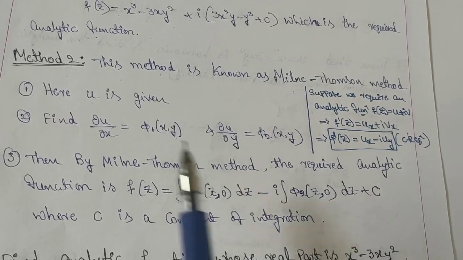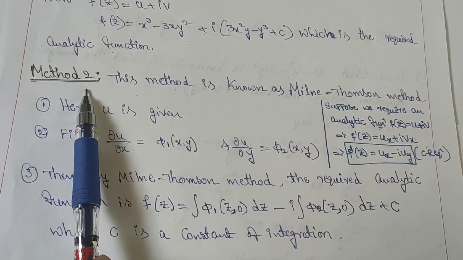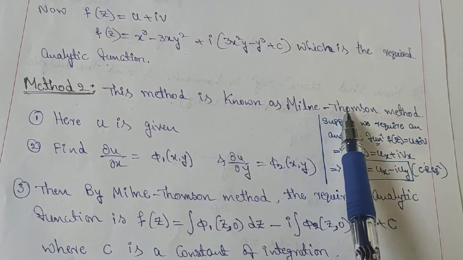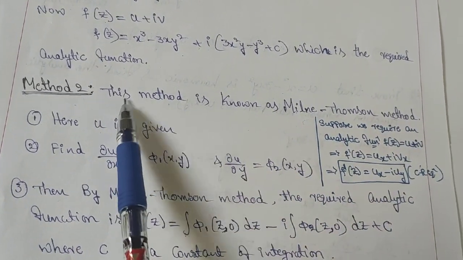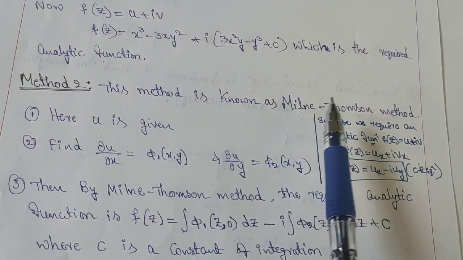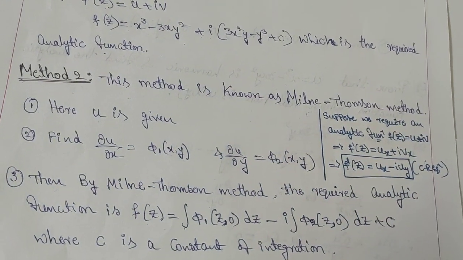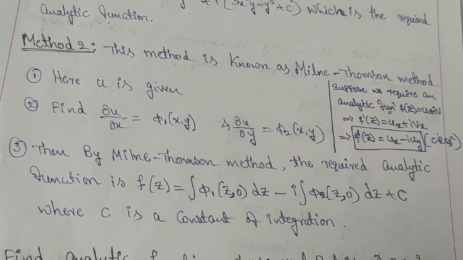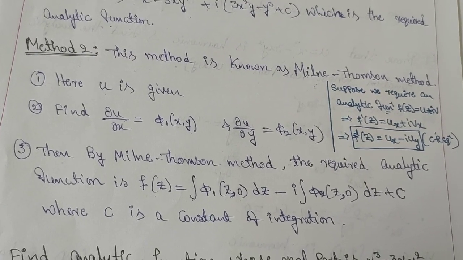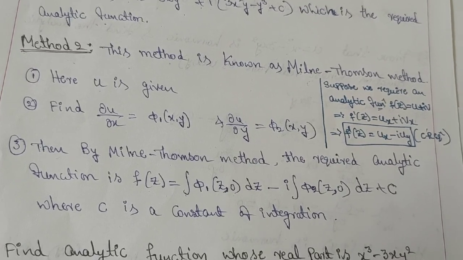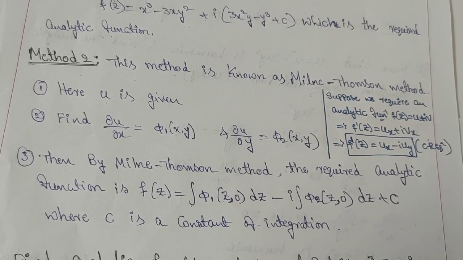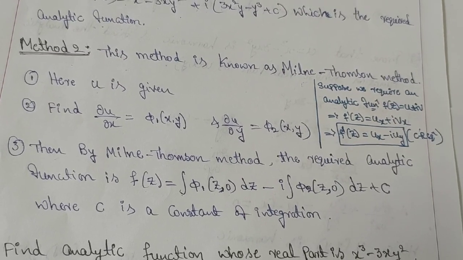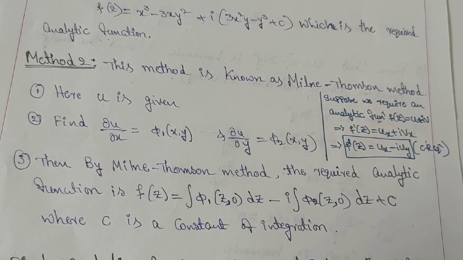Let's see the second method to construct the analytic functions. This method we will call the Milne-Thomson method. In the problems, if they mention u is the real part, on that time we will use this Milne-Thomson method. We can use this method in the problems if u is given as the real part.